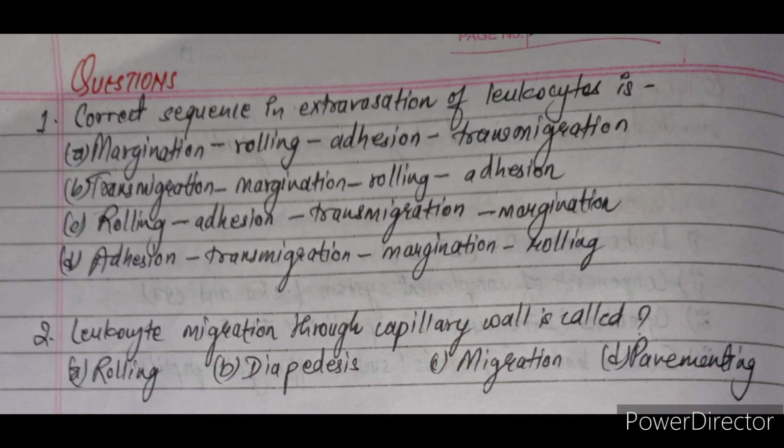Now let's do some Q&A. So let's proceed with question 1. The correct sequence in extravasation of leukocyte is A. Margination, rolling, adhesion, transmigration. B. Transmigration, margination, rolling, adhesion. C. Rolling, adhesion, transmigration, margination. D. Adhesion, transmigration, margination and rolling. So what is the correct answer? So the correct answer here is A, that is margination, rolling, adhesion and transmigration.